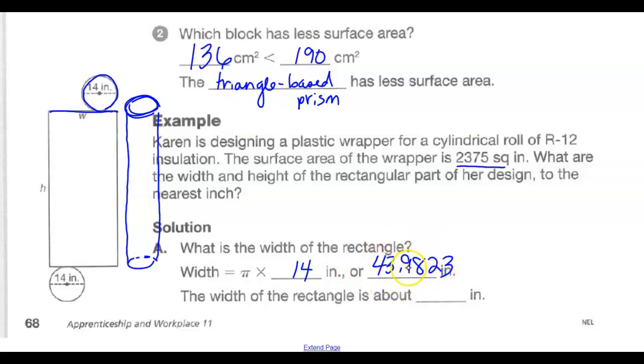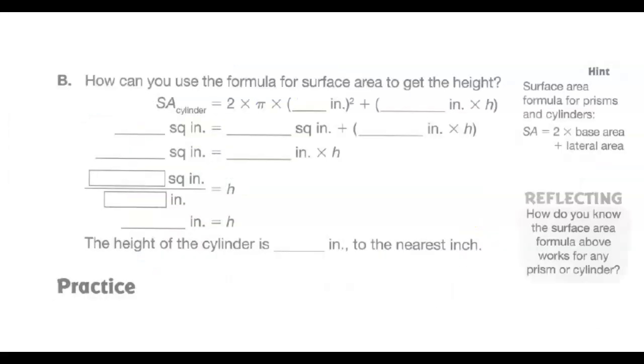So I'm keeping it there, but now I can round, let's say, to the nearest tenth, which makes that go up, so actually about 44 inches. Okay, but we may go back and use this unrounded. Okay, so then how can you use the formula for surface area to get the height?